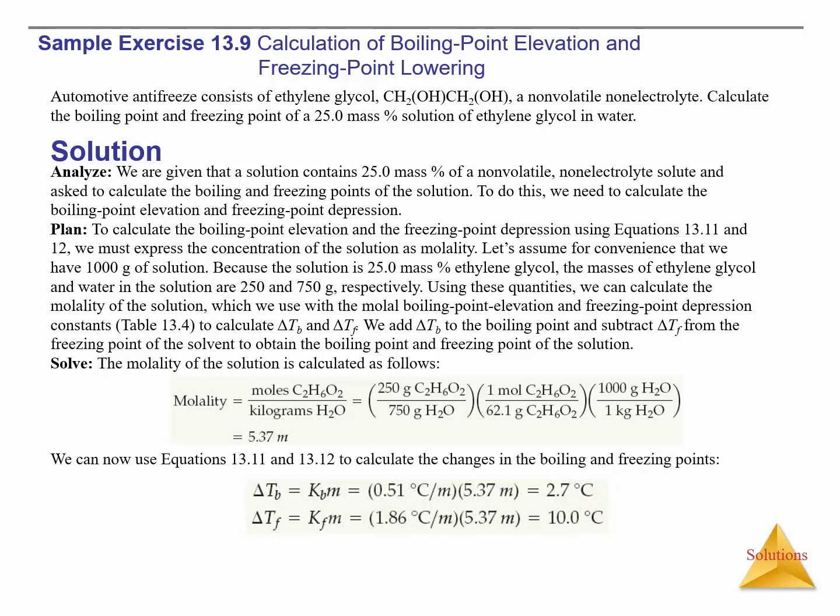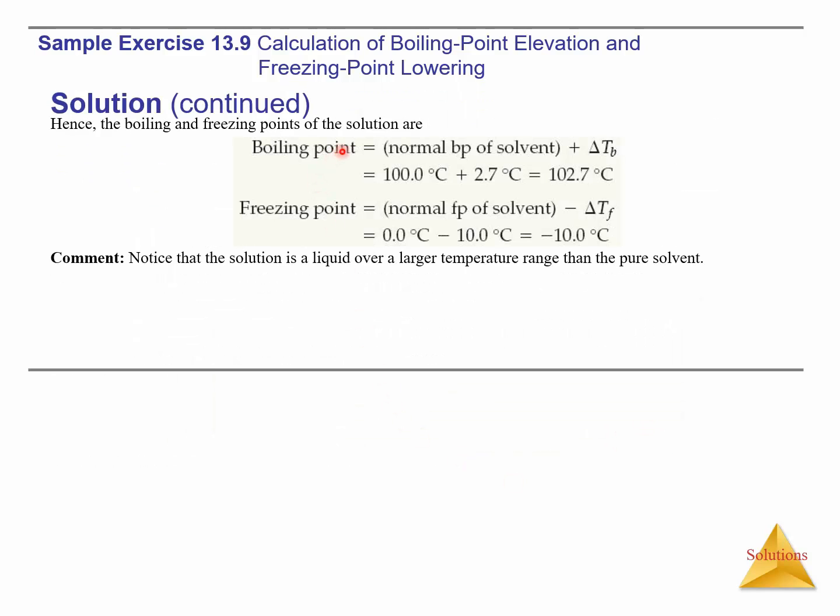Then after that, the boiling point and freezing point of the solution are as follows. Boiling point equals normal boiling point of solvent, 100 degrees centigrade, plus delta TB, which is 2.7, so it is 102.7 degrees centigrade. Freezing point equals normal freezing point of solvent, 0, minus delta TF, 10, and you have minus 10 degrees centigrade. So these are the values that we obtain.